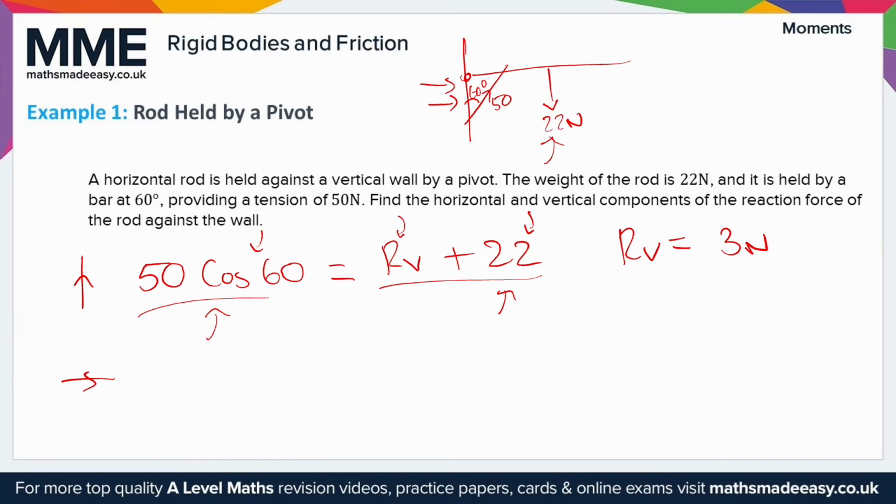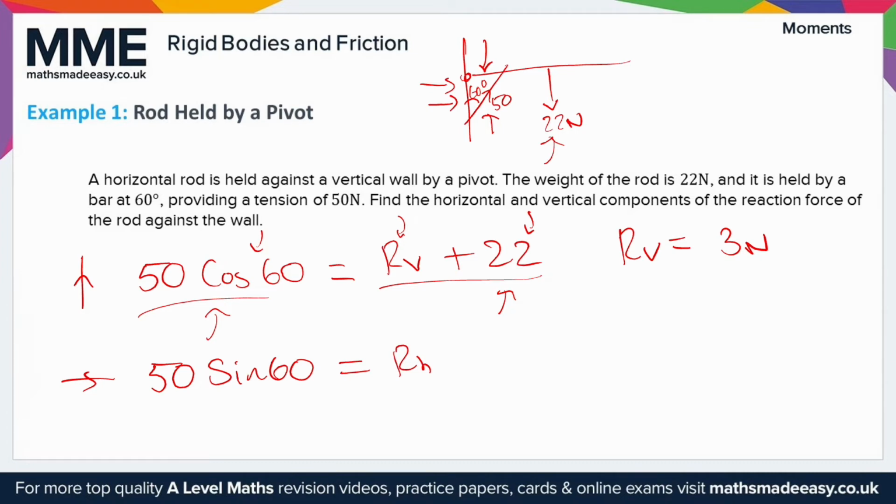Again, we're going to have some component of this 50 newtons, and that's going to be acting into the wall, and then we'll have the reaction force going horizontally, going out of the wall. So we'll have 50 sine 60, because this side would be the opposite, so sine, because we know the hypotenuse. So then equals RH, where H is basically the reaction force, but the horizontal component.